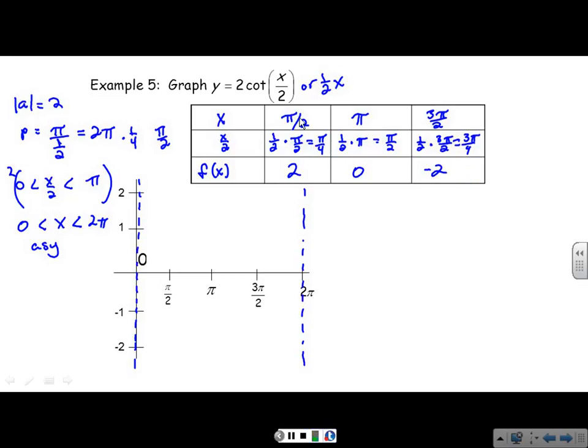Alright, so we have our ordered pairs. We have pi over 2 and 2, so pi over 2 takes us to 2. Pi is going to be 0, and 3 pi over 2 is going to take us to -2. So notice that when we do this one, the cotangent function is kind of backwards, not a mirror image, but reflected from the tangent curve. So we're going this way, but this one has an amplitude of 2, and it's a half angle, so it is stretched.